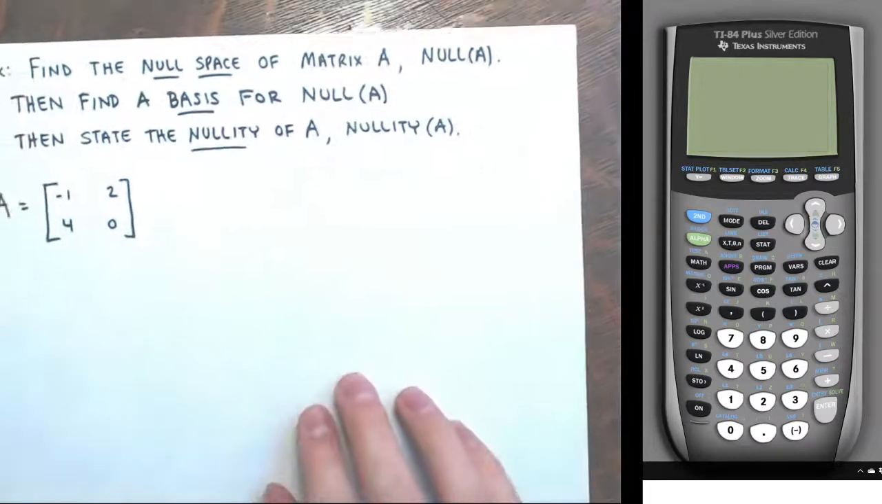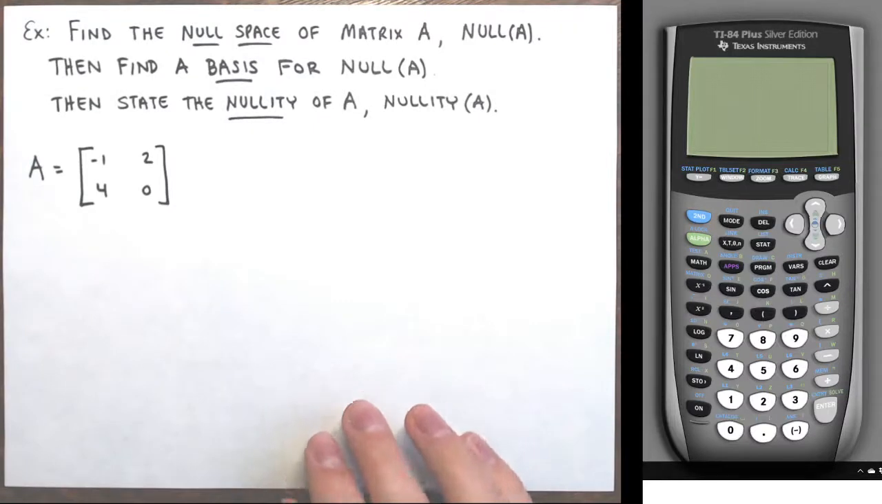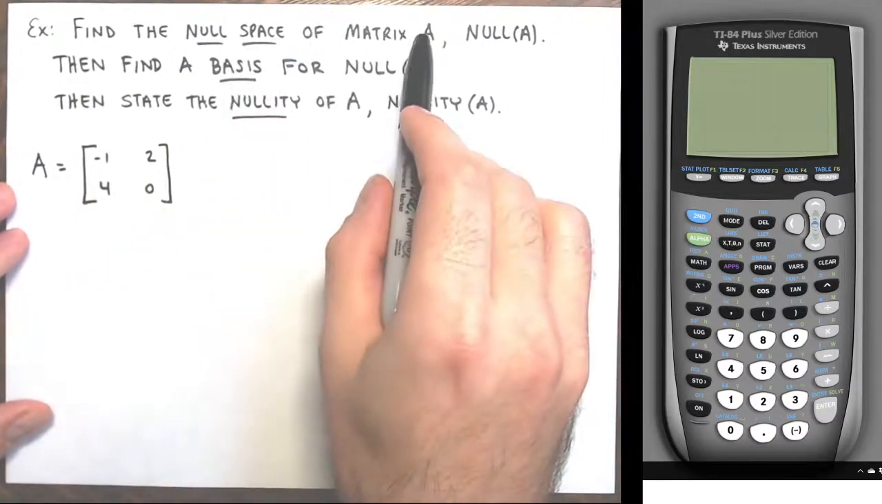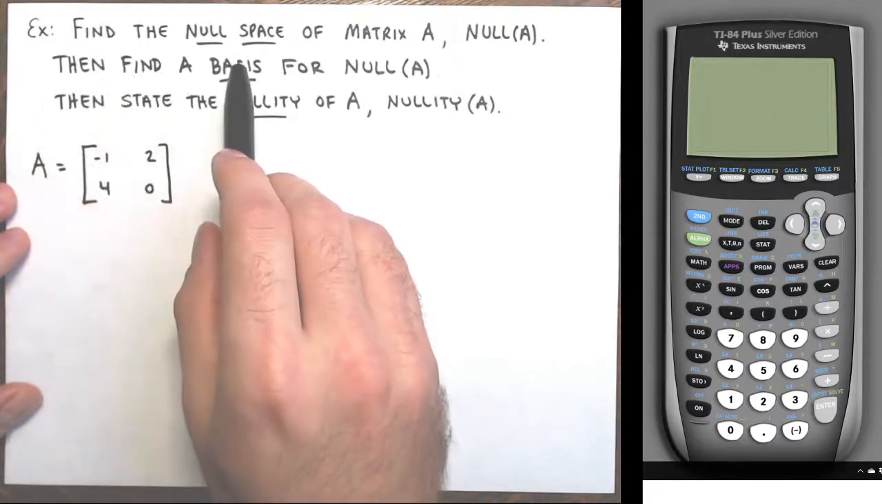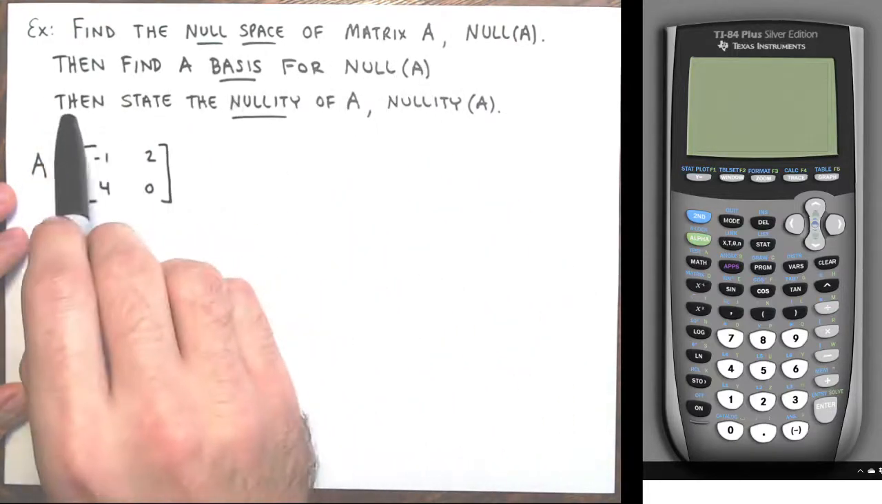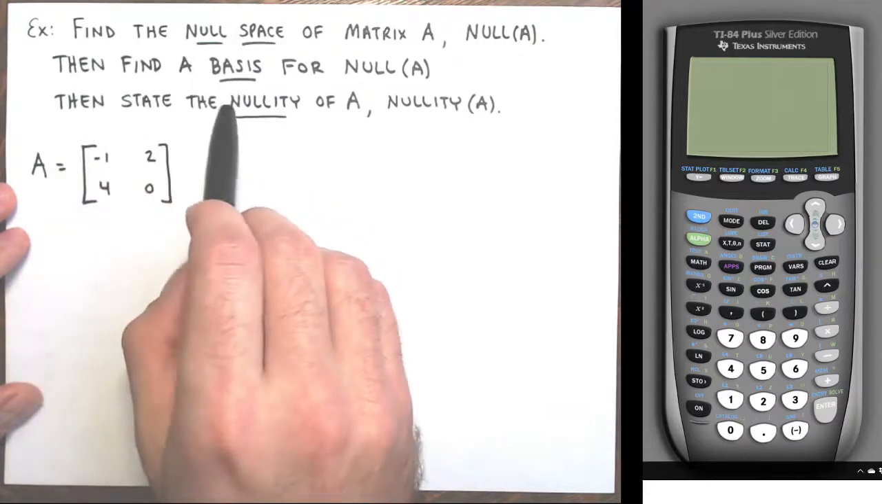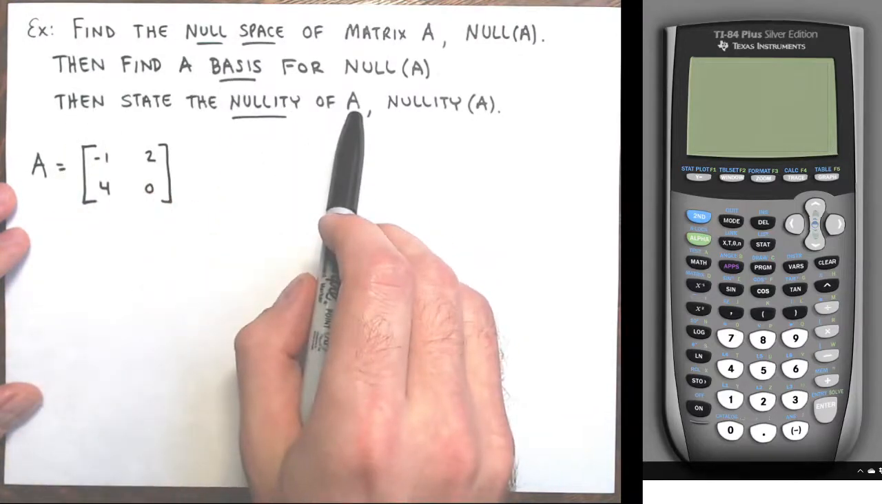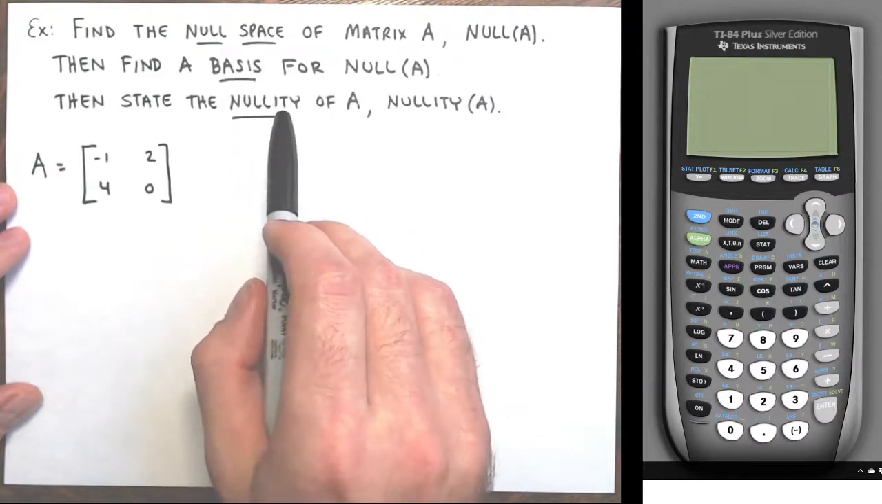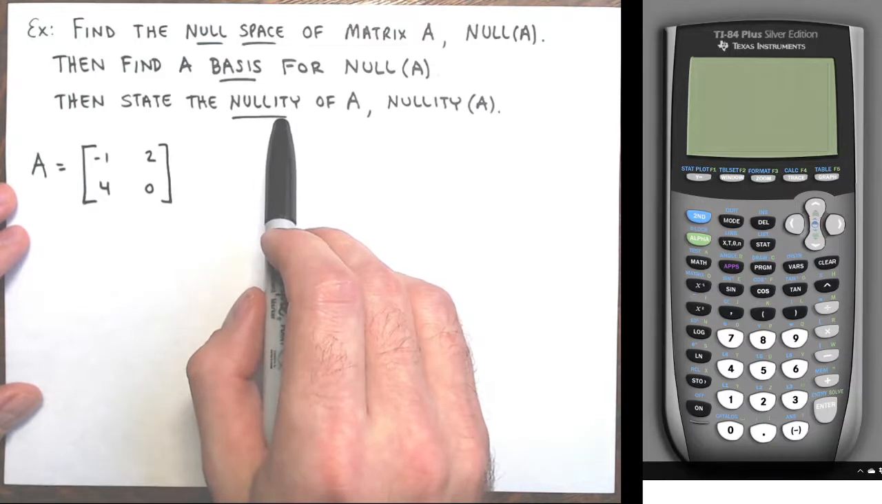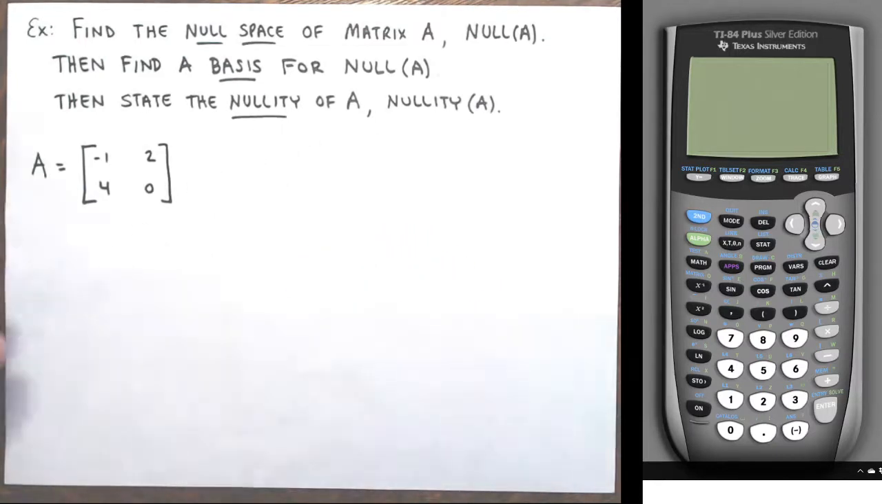My first examples, the first 2 or 3 of them here, are going to have these instructions. I'm given a matrix A, and I'm asked to find the null space of A, then find a basis for the null space of A, and then once you have a basis, state the nullity of A. The nullity of A, again, is just the dimension of the null space. So once you have a basis, it's just how many vectors are in that basis. That's going to be the nullity of A.